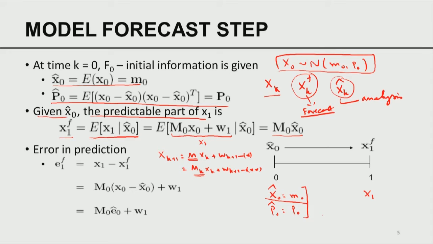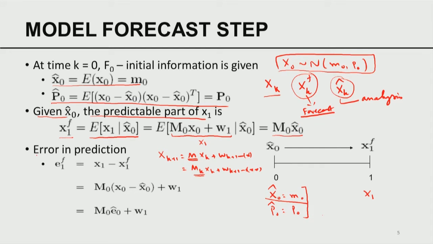Because look at this now. The conditional expectation of a sum is the sum of the conditional expectations. The second conditional expectation is the expectation of w1 with respect to x0 hat, that is 0, because w1 is white, it does not depend on anybody else. So m0, I already know at time 0, and x0 hat I already know coming from time 0. So given x0, the best forecast I can make at time 1 is m0 x0 hat.